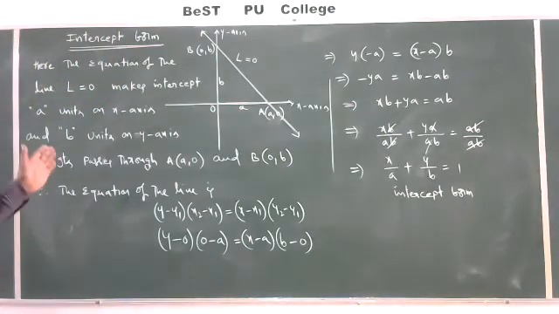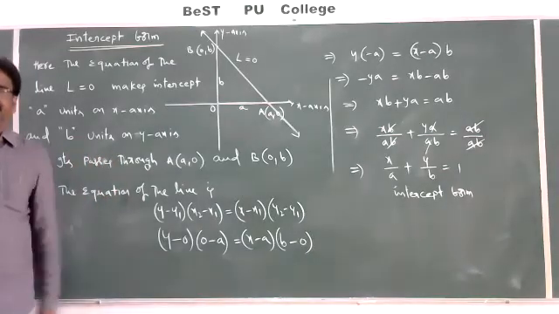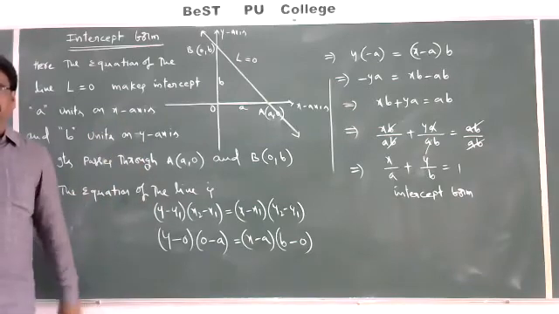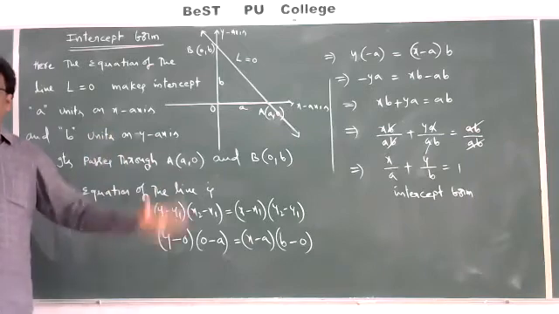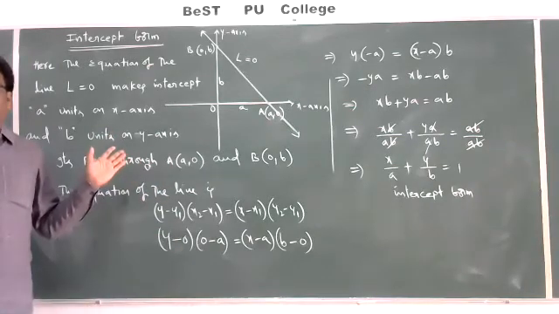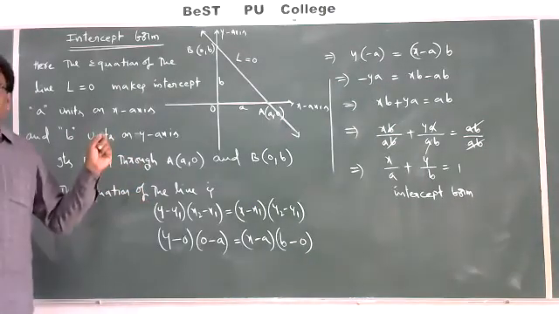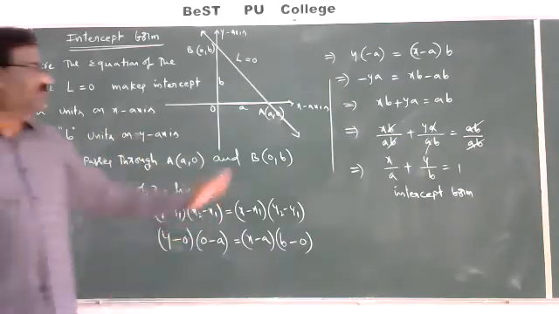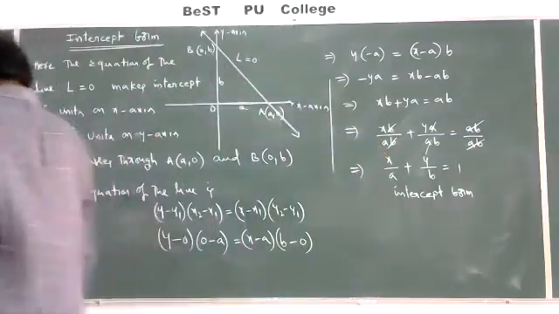First we produced slope and y-intercept form. Then we produced slope and x-intercept form. Then the equation of the line passing through the origin, and this is called intercept form. If a line makes an x-intercept small a on x-axis and y-intercept small b on y-axis, then the equation of the line L is in the form of x by a plus y by b is equal to 1.